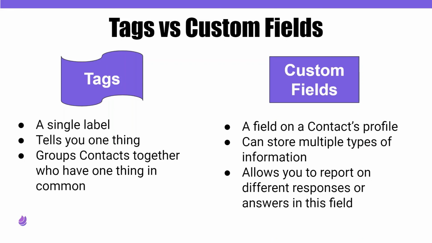So tags, here's an example. Let's say we're looking at volunteer information. If you want to track a contact or a company, or an individual, sorry, who is a volunteer, you could apply a tag called volunteer. You could use a volunteer tag to track this.